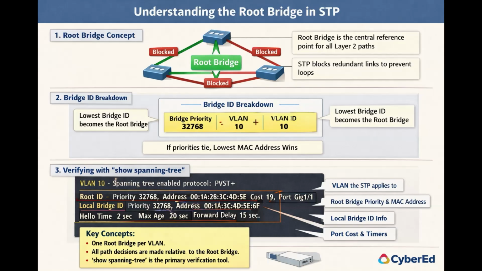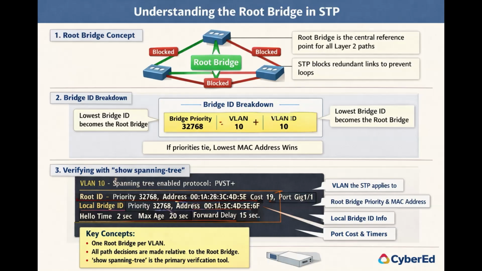In a switch network, one switch must act as a central reference point for all layer 2 paths. This switch is known as the root bridge. Its role is to ensure there is only one logical forwarding path between switches while redundant paths are placed into a blocking state to prevent layer 2 loops. The root bridge is elected based on the lowest bridge ID, which is made up of bridge priority, the extended system ID, and the MAC address.